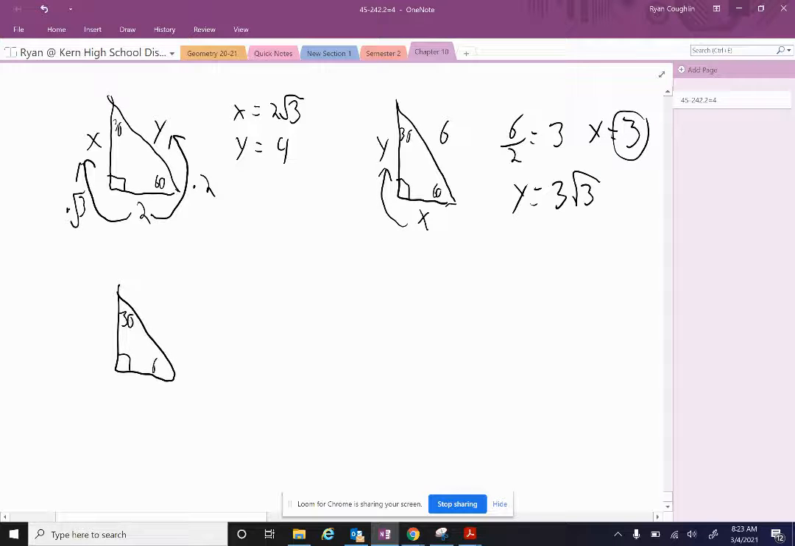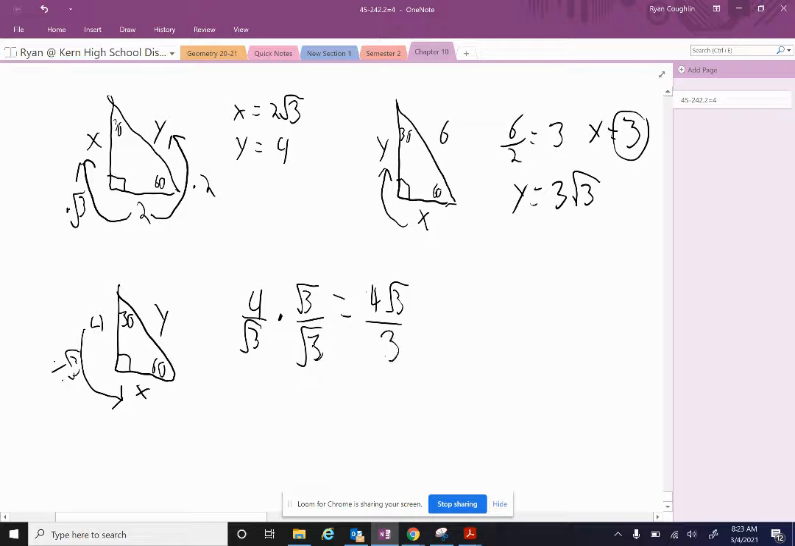Here's 30, here's 60. Let's say we're given this is 4, and this is x, and this is y. I want to go from 4 down to x, so I have to divide by root 3. So 4 over root 3. I can't leave that as my answer because it has a root in the denominator. So remember, this is where I multiply by root 3 over root 3. You multiply straight across, so this ends up being 4 root 3 over 3. And that is our answer for x.